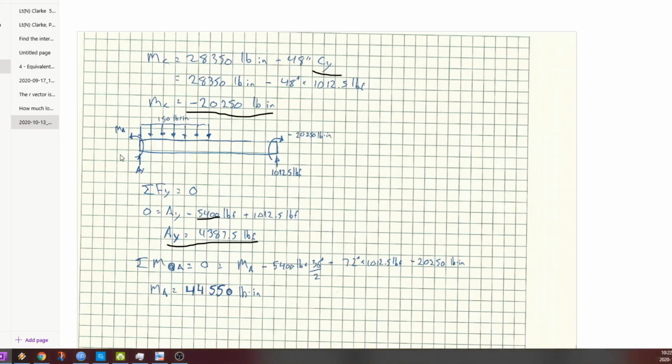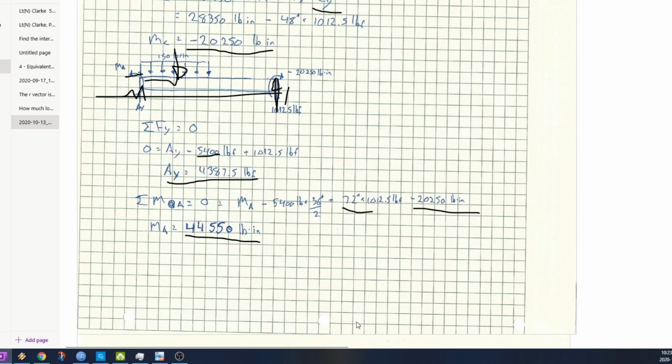And then we can do the same thing for the moment, just taking the sum of the moments at A. That's going to be equal to the moment reaction at A minus that resultant force times its moment arm, plus the reaction at C times its moment arm, and minus the 20,250 pound-inches, which is the moment reaction at C. So that allows us to solve for the moment at A. That's 44,550 pound-inches.